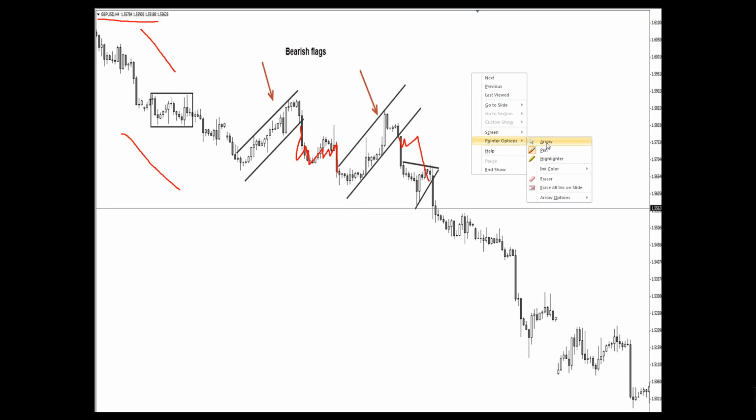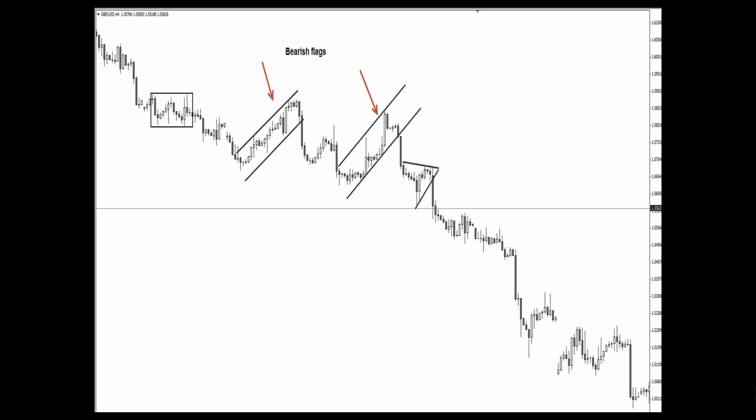Is that clear? So we wait for the flag to break. We can be a trigger happy trade, but because this is 4-hour time frame, I recommend breakout pullback continuation.